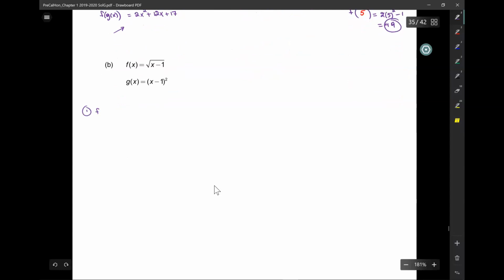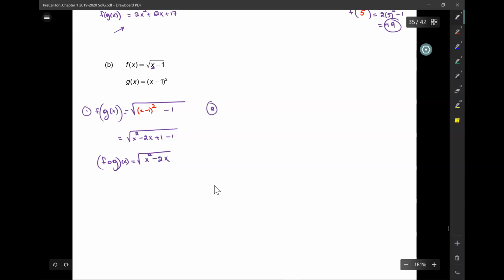First, I want to find f of g of x. So what's f of x? f of x is the square root of x minus 1. Now instead of x, I'm going to put in my other function, x minus 1 squared minus 1. So here I have x squared minus 2x plus 1 minus 1. So f of g of x, these notations are interchangeable, is the square root of x squared minus 2x.